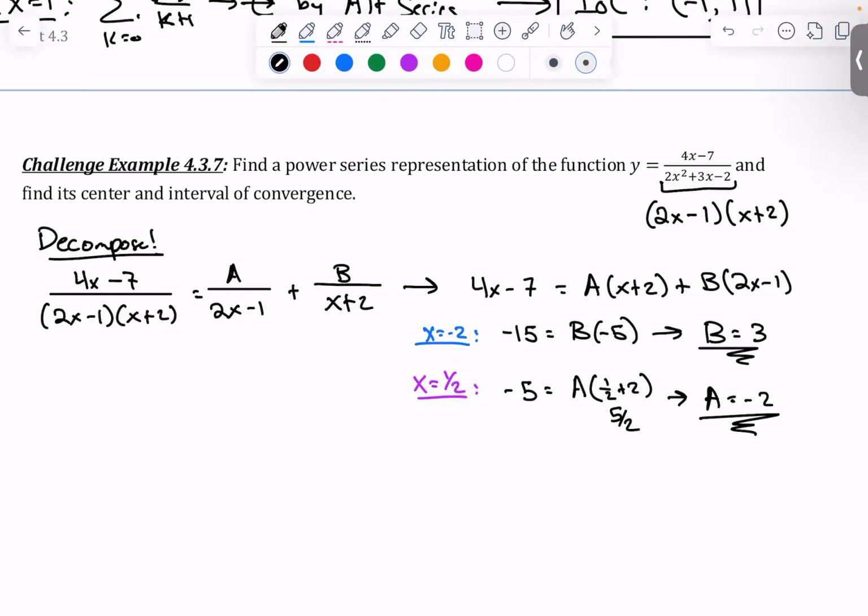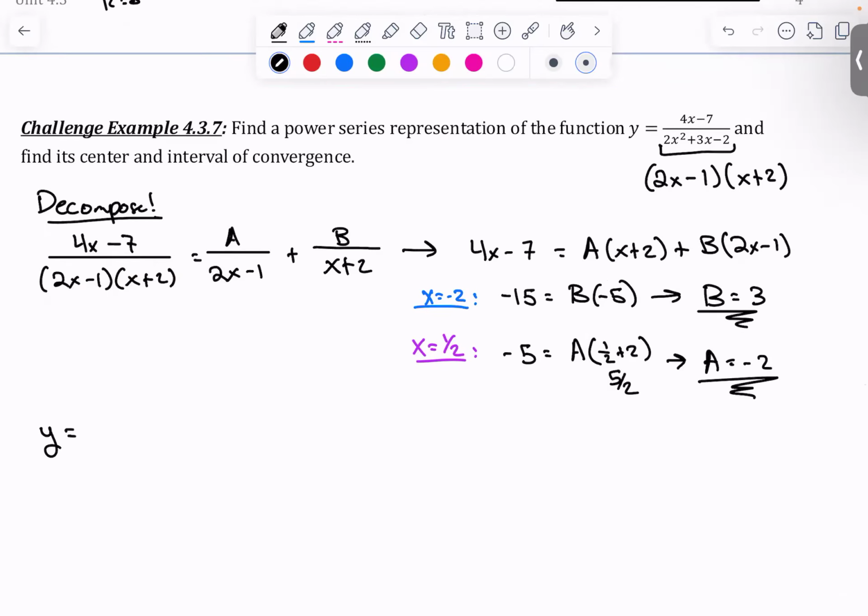Any questions so far? Okay. So now we can write this as two nice fraction pieces. So that means that y is equal to, let's write it with the positive term first. I just like the way it looks better. It actually doesn't matter. 3 over (x plus 2) minus 2 over (2x minus 1). Now, both of those things we can write as power series separately.